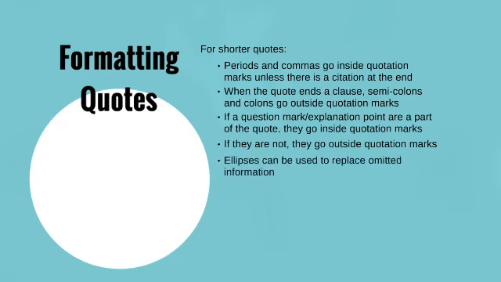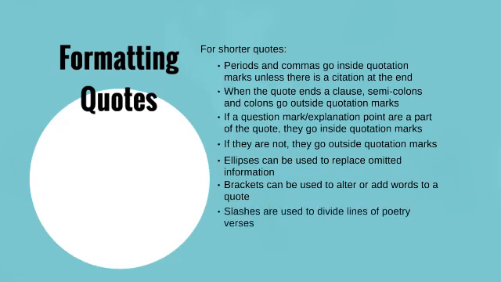Ellipses can be used to replace omitted information within a quote or to show that the quote continues on after you have cut it off. Brackets can be used to alter or add words to a quote. Slashes are used to divide lines of poetry verses. And parenthetical citations generally go at the end of sentences before the period.